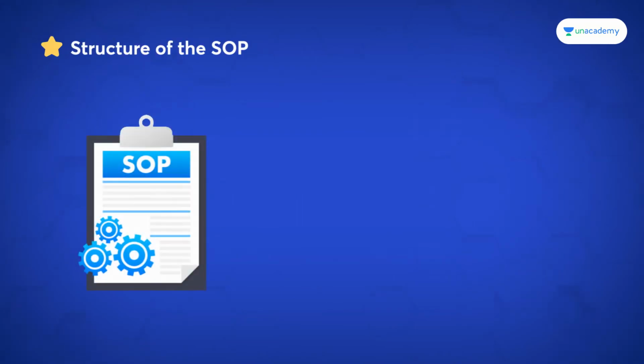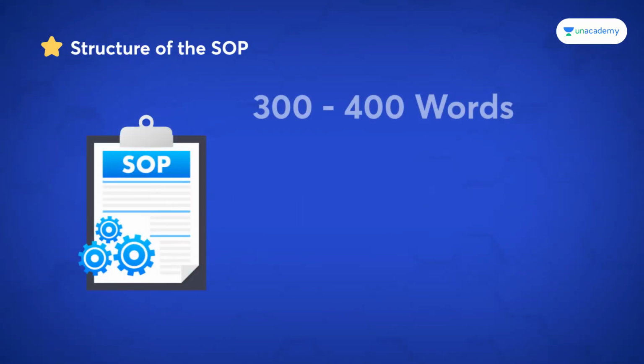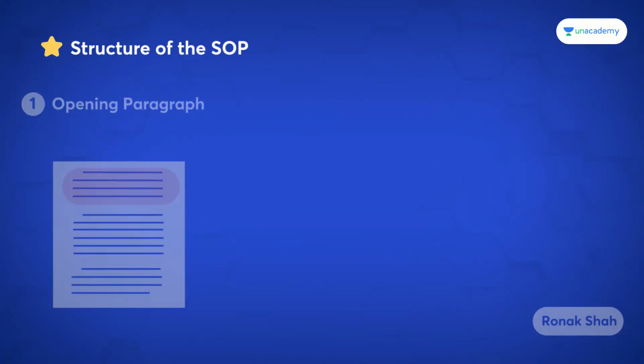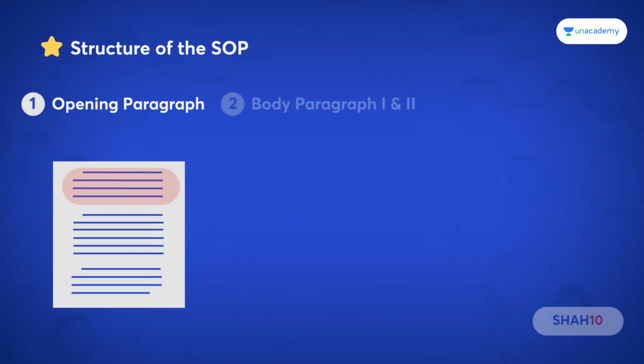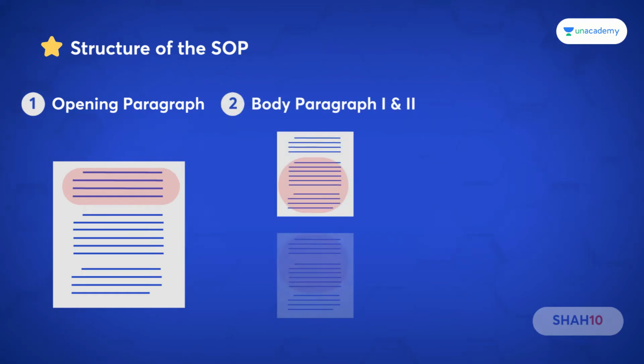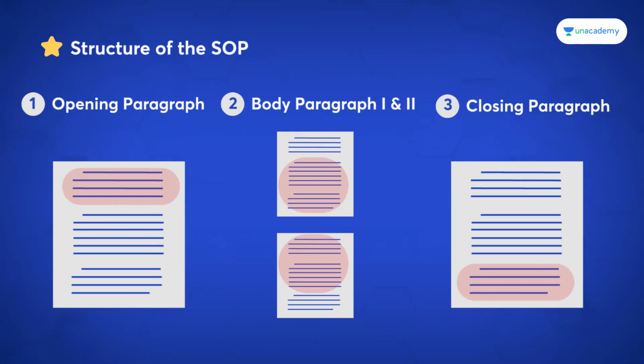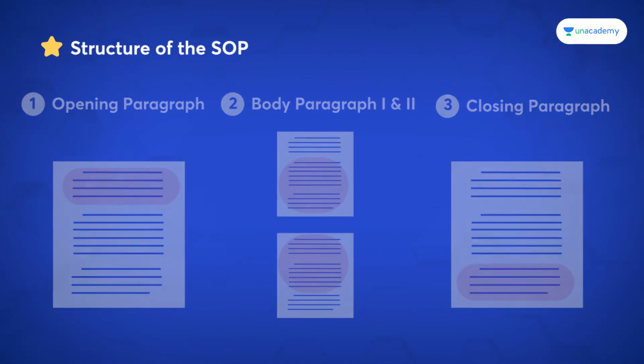Now let's look at the structure of an SOP. The SOP for Indian MBA colleges can be up to 300 to 400 words and can be divided into 4 paragraphs, 4 parts, as shown on the screen. The first part is called the opening paragraph or introduction. Then comes body paragraph 1, then body paragraph 2, and the last part is called the closing paragraph. Note that the SOP for universities abroad are slightly longer and even more detailed. So let's understand what to include in each paragraph in order to create an impressive SOP.